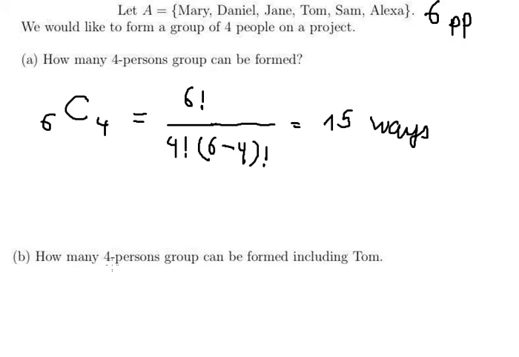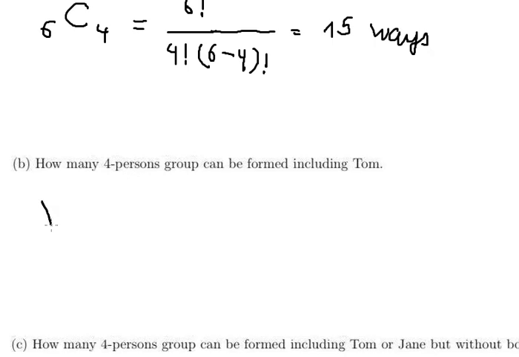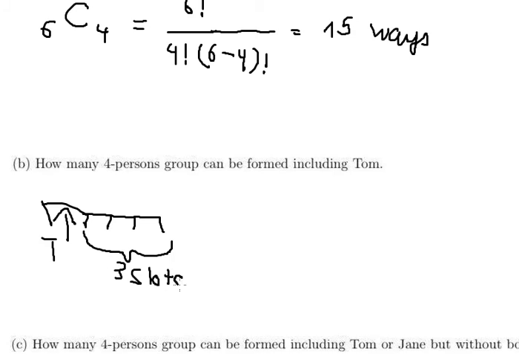Question B: how many 4-person groups can be formed including Tom? So we have Tom. Here is a group of 4 persons, and we have Tom in it. That means we have 3 slots for 5 people. Why? Because Tom is already in. So we have 5 people left.